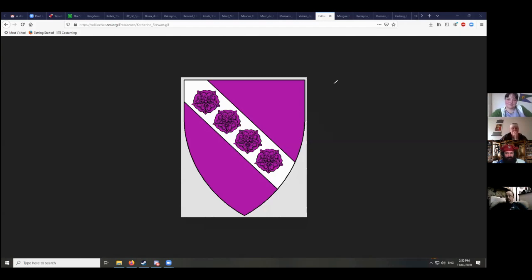I'm just trying to remember, is this the bend sinister or is it regular? This is a regular bend. Okay, so we have purple. A bend azure. I remember this because we actually talked about tertiary charges with the New South Wales logo. So we have purple, three barbed and seeded roses per on an azure bend.